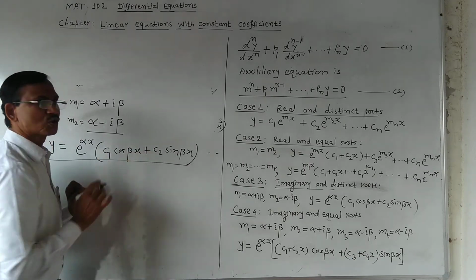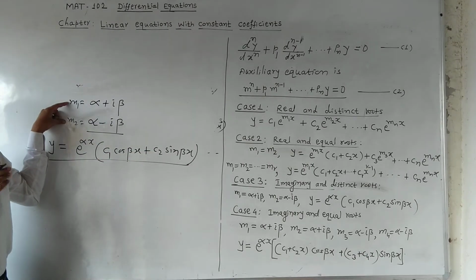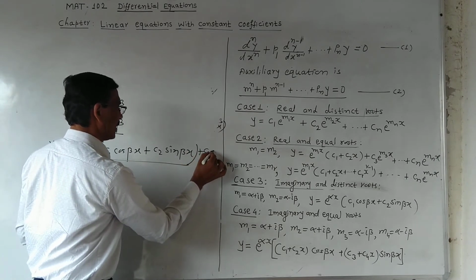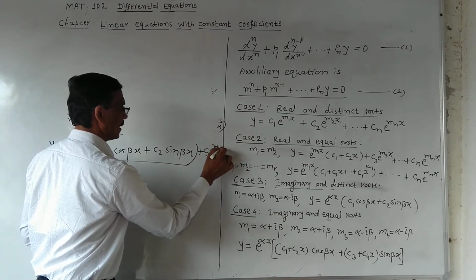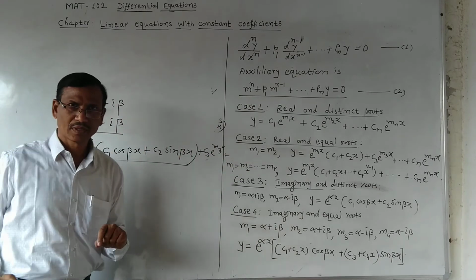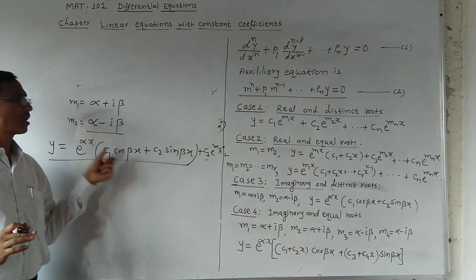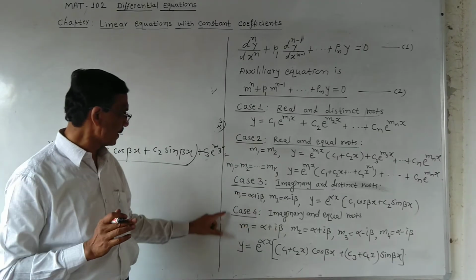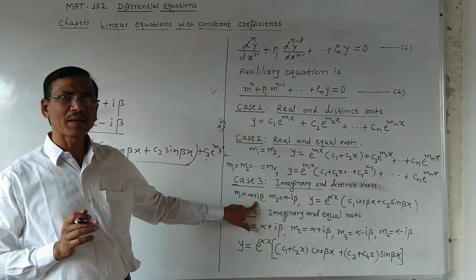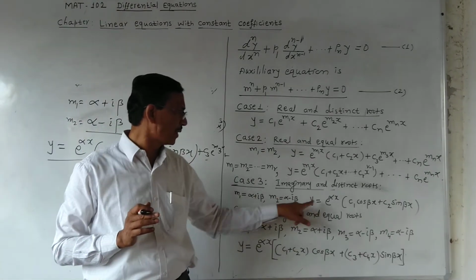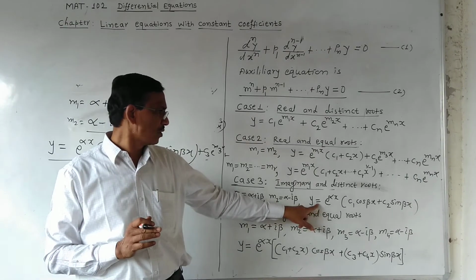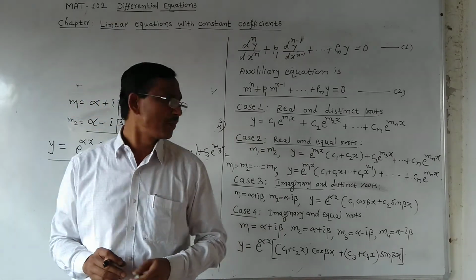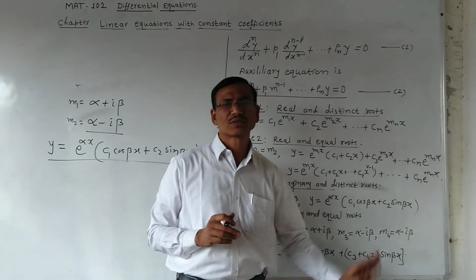This is the solution corresponding to these imaginary roots, and then the remaining part as it is, c3 e raised to m3x and so on. You only have to write the solution corresponding to these two imaginary roots, and I have mentioned this solution here. m1 is equal to alpha plus i beta, m2 is equal to alpha minus i beta, and the corresponding part of the solution is y is equal to e raised to alpha x into c1 cos beta x plus c2 sin beta x, plus the remaining solution.